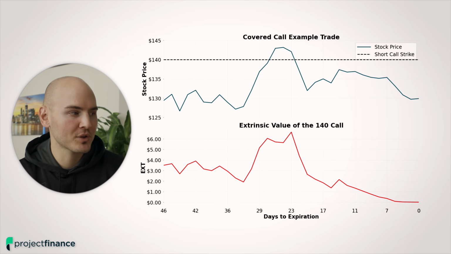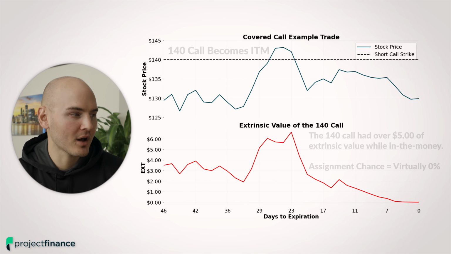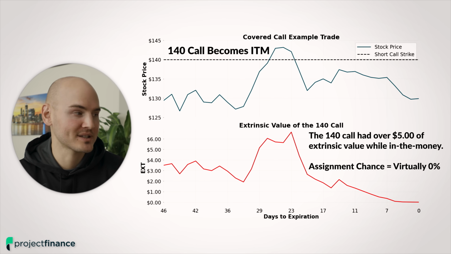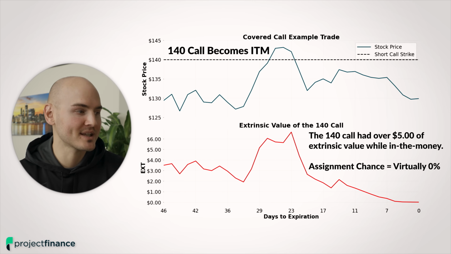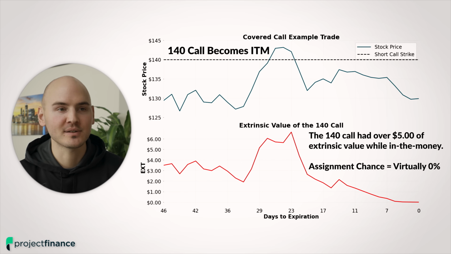So let's go back to that example where the stock price surged quickly above the short call strike price and then traded back down. As we can see here, even though the short 140 call was in the money when the stock price surged, the 140 call had over $5 of extrinsic value during the time when it was in the money. Based on the high amount of extrinsic value in that call option, I would say there's virtually 0% chance that the option would have been exercised by the owner, and therefore, as a covered call trader, there is virtually 0% chance that we would have been assigned on that short call position.